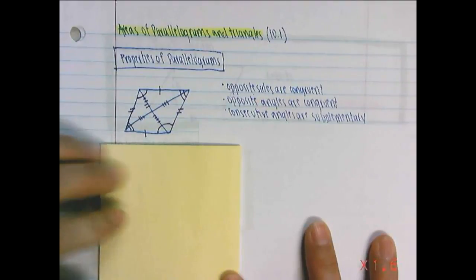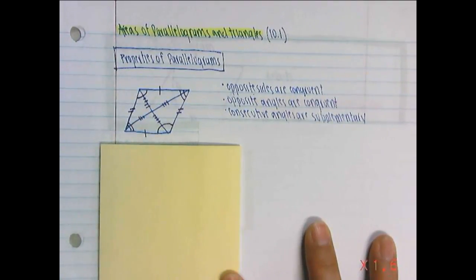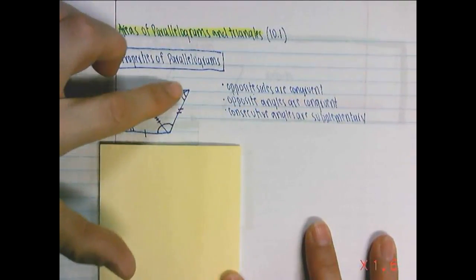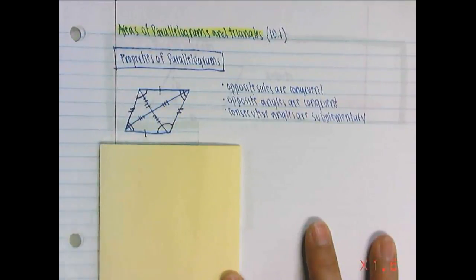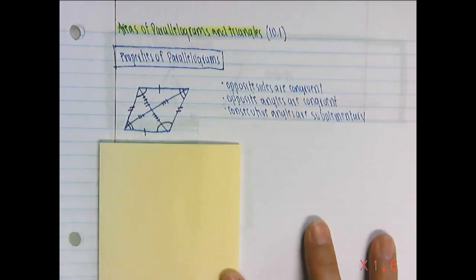And then their consecutive angles are supplementary. That means these two angles, if you add them together, would add up to 180. And these two angles, if you add them together, would add up to 180. Supplementary angles, consecutive angles are supplementary.